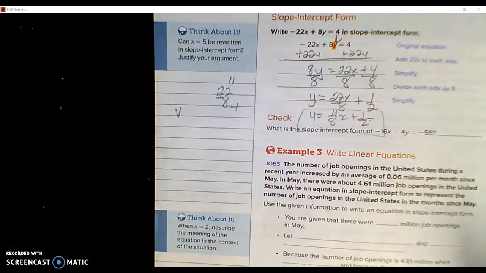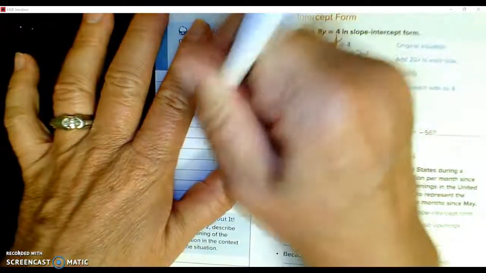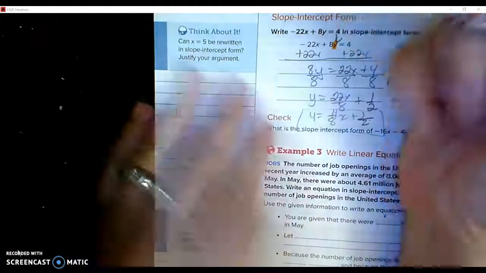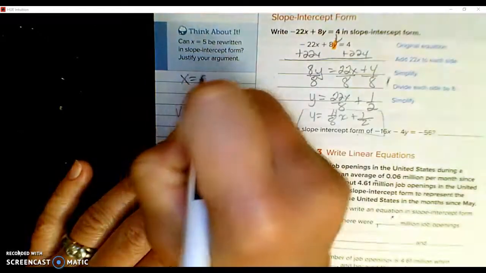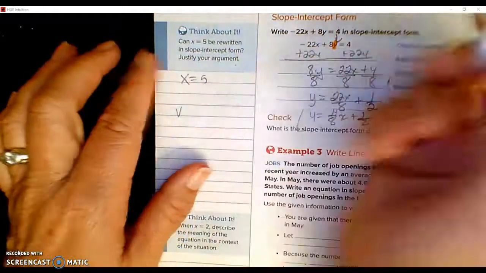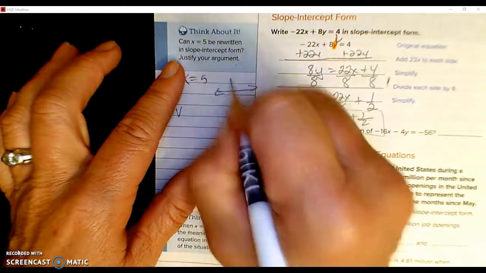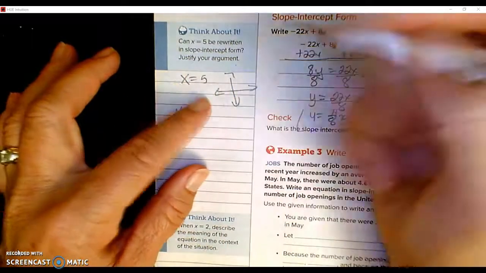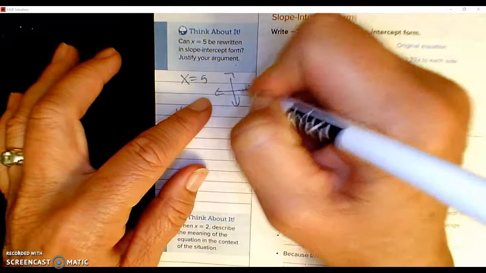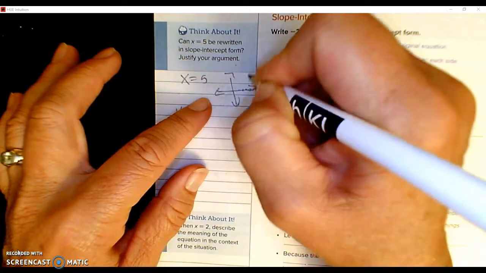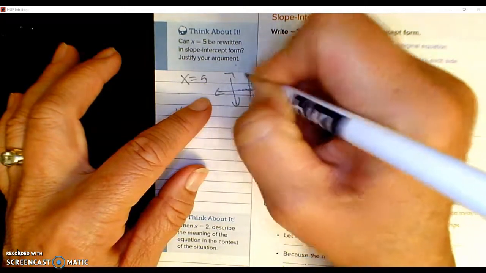One thing I wanted to show you is to answer this question. Let's think about, can x equal 5 be written in slope-intercept form? So one of the things I want you to do is sometimes if you forget what they are, go ahead and graph them. Do a quick graph. This is 5. So x is equal to 5. No matter what y happens to be, x is 5. That's a vertical line.